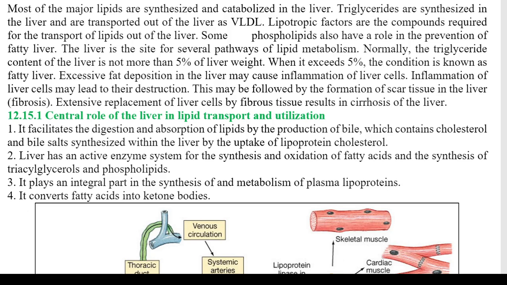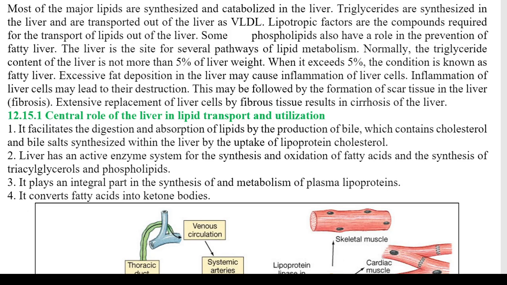Lipotropic factors are the compounds required for the transport of lipids out of the liver. Some phospholipids also have a role in the prevention of fatty liver. The liver is the site for several pathways of lipid metabolism. Normally, the triglyceride content of the liver is not more than 5% of liver weight. When it exceeds 5%, the condition is known as fatty liver.